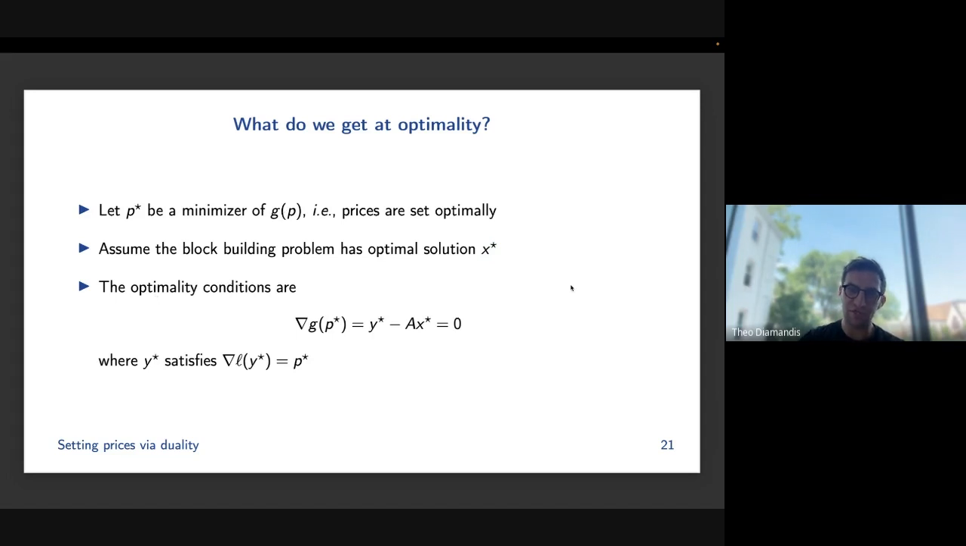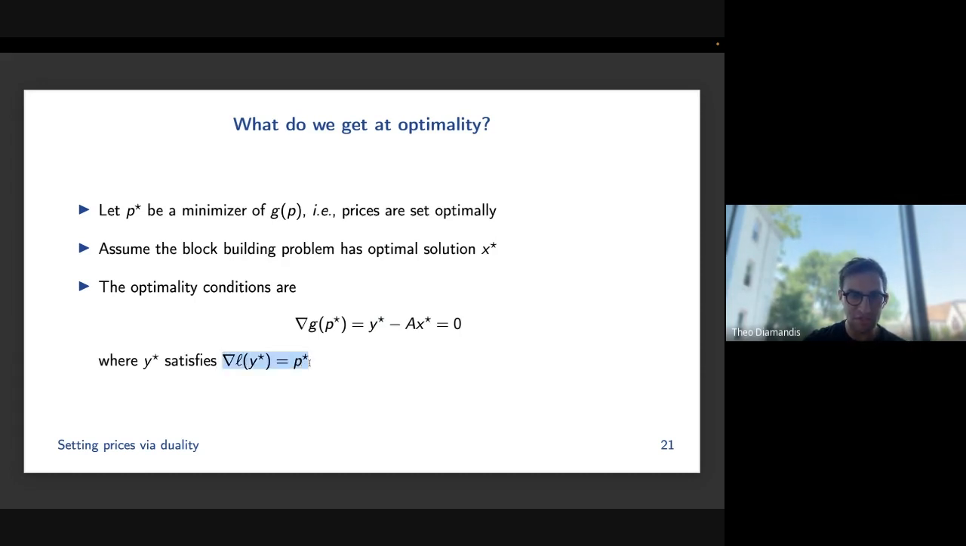The optimality condition for the dual problem is just that the gradient equals 0. This is an unconstrained convex optimization problem. And that's exactly that Y star minus AX star is equal to 0, where Y star comes from this conjugate function satisfaction. The first thing to note here is that this is exactly our original constraint. So this tells us that at optimality, the dual problem satisfies the constraint of the primal problem.